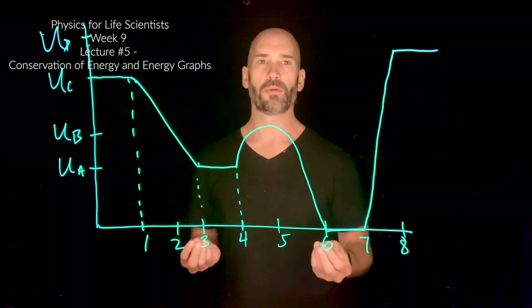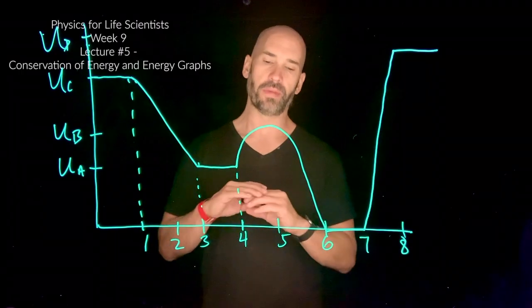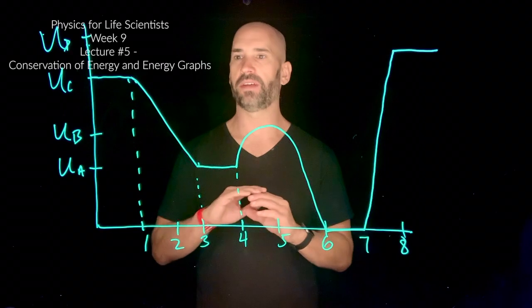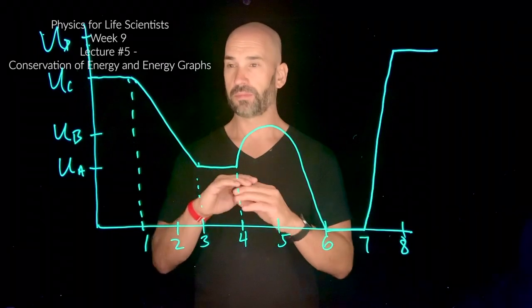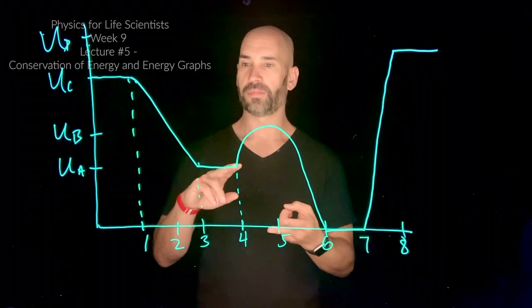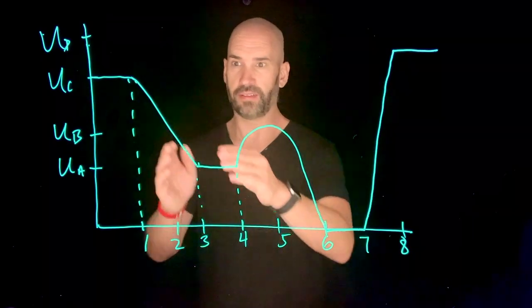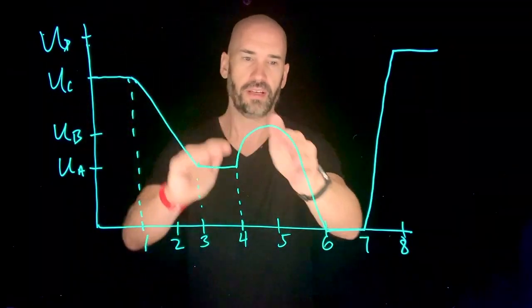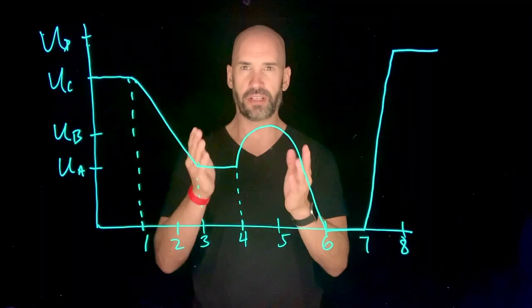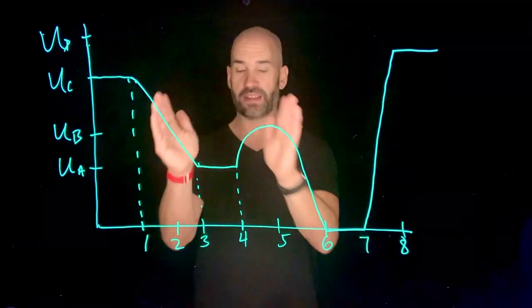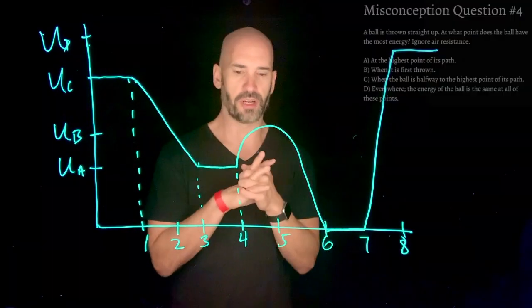One of the most clever ways that we can look at energy, a way to make it a little bit more clear, is by looking at energy curves, energy graphs, sometimes called potential wells, right? These things look like little wells. And so they help us kind of understand the motion of objects. But before we get there, I want to look at this misconception question number 4.